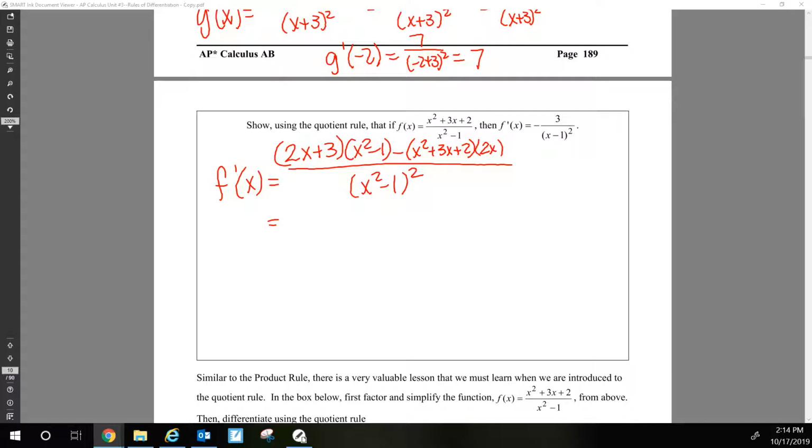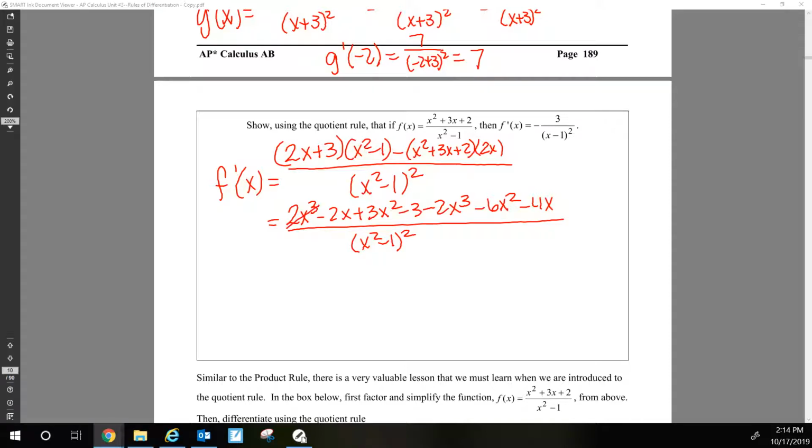So let's see, 2x times x squared is 2x cubed. 2x times negative 1 is negative 2x. 3 times x squared is 3x squared. 3 times negative 1 is negative 3. I've got negative 2x times x squared is negative 2x cubed. Negative 2x times 3x is negative 6x squared. Negative 2x times 2 is negative 4x. All over x squared minus 1, squared.